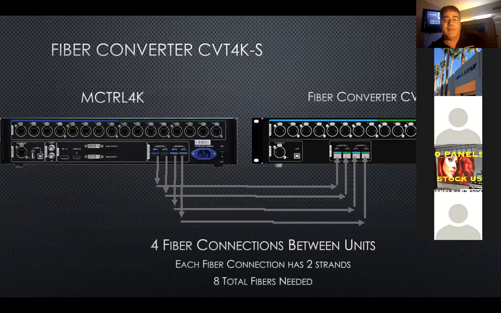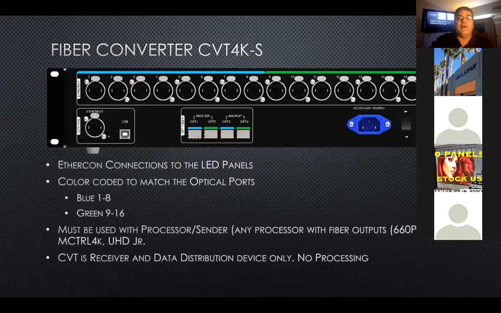You're tying port optical 1 into optical 1 on the fiber receiver, 2 and 3 and 4. And again, each one has a send and a receive fiber to them. You connect that up, and you have all 8 fibers going between the 2 boxes. At this point, you're able to output to the box. Okay. So we talked about the color code matches of the optical ports. Blue goes through 1 through 8, green going through 9 through 16.